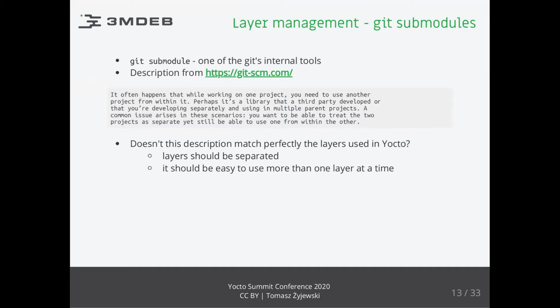In other words, it says that sometimes we have projects in which we want to use some other smaller project, and this smaller project we can compare to the layers used in the Yocto. I think its description perfectly matches the layers used in Yocto, because layers should be separated, and it should be easy to use more than one layer at a time.